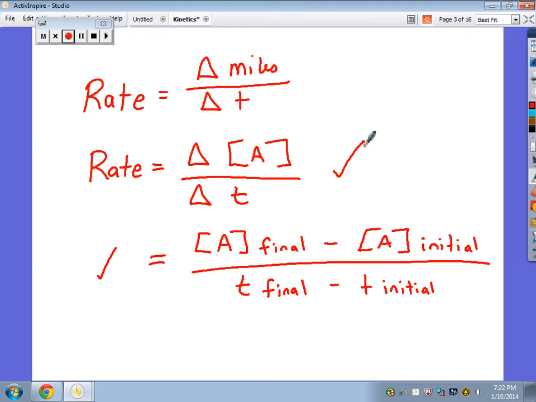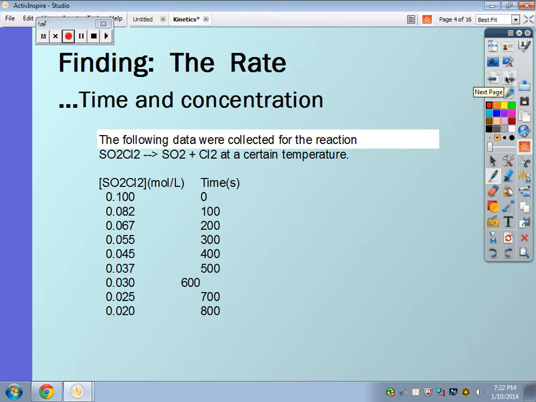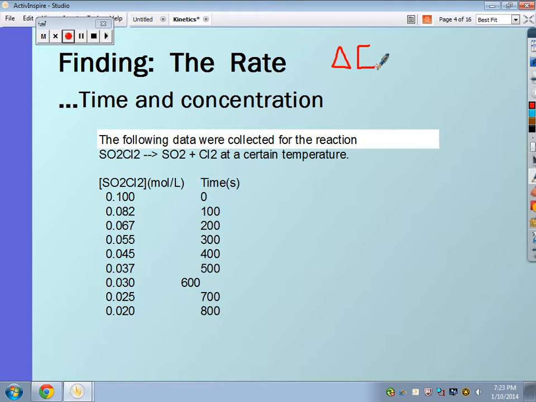So let's put this to use. When we're doing this, we're finding a rate. And that rate again is the change in concentration of something, again we call it A, over the change in time. And that gives us a rate.